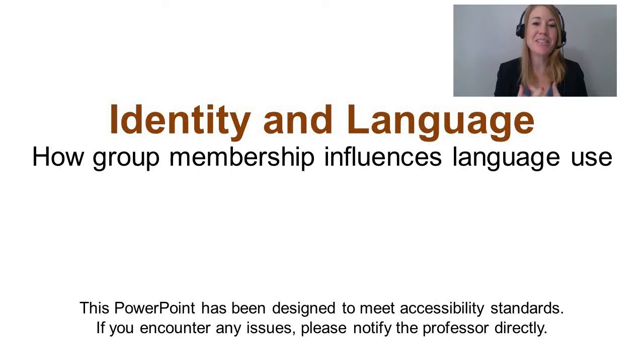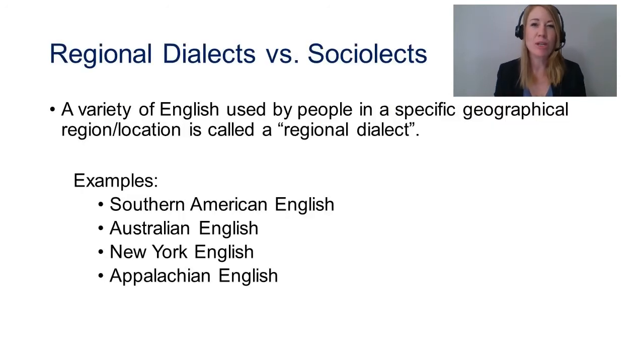Hey everyone, so today we are going to be discussing language identity and how the groups we belong to in society influence our language. Last week we spoke about regional dialects and the idea that our geographical location influences the way that we speak. We see things like Southern English and Midwestern English, Australian English and Indian English. These are different varieties of English that are based strictly on geographical location.